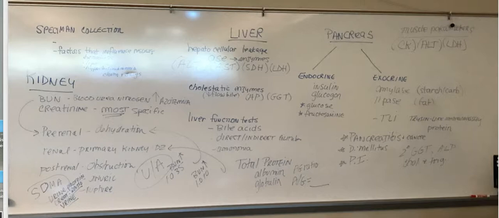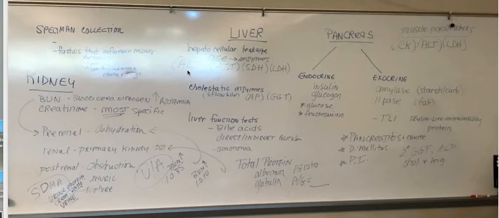Our next organ system is the liver. I'm going to read these to you because the glare is pretty bad. In the liver, the first enzymes we want to talk about are ALT, AST, SDH, and LDH. Those are what's underneath this glare here. Those are considered more hepatocellular leakage enzymes. Remember that all of our enzymes have an ASE on the end of it.